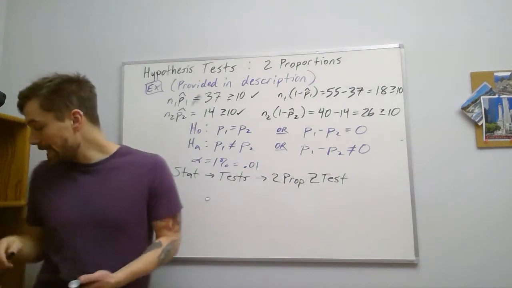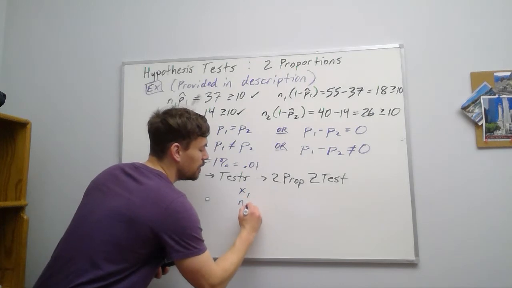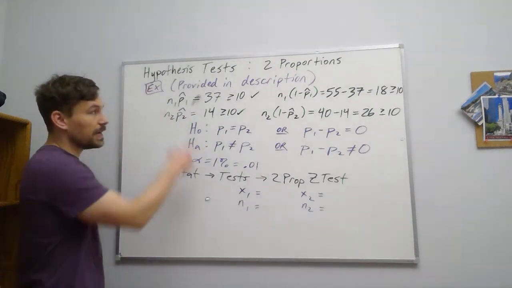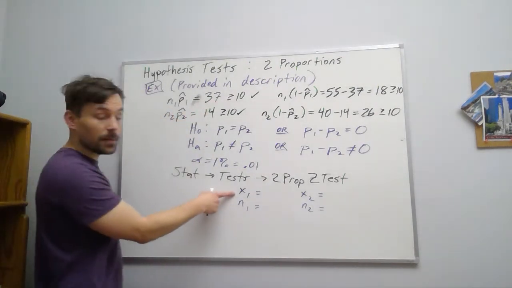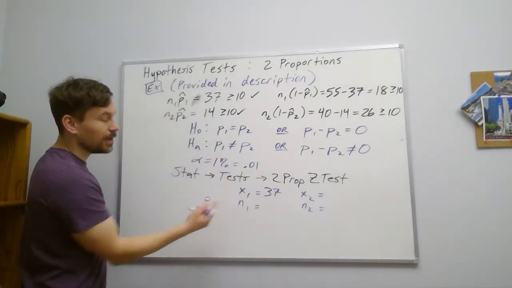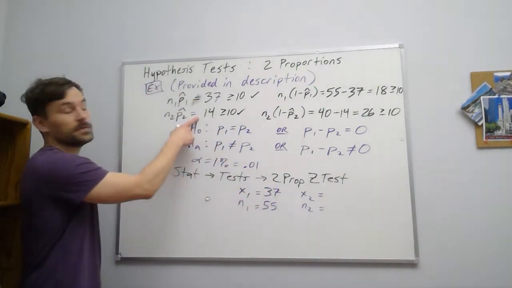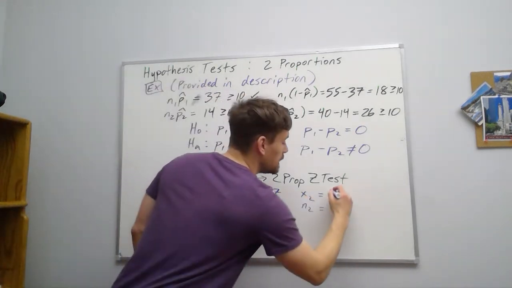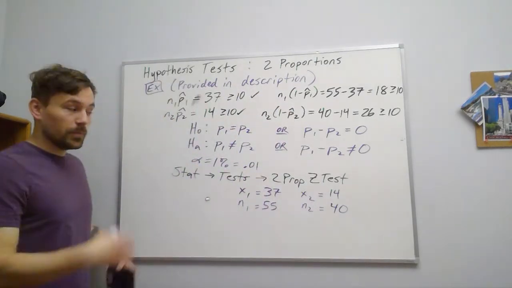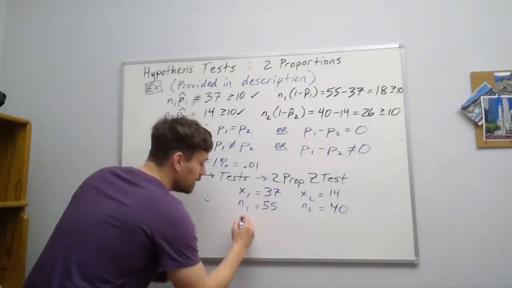So we proceed with that test, and it's going to ask some pretty basic stuff. What's x1 and n1? What's x2 and n2? The good news is we already did some of that up here. x1 is just the number of successes for sample 1, which was 37. n1 is the sample size, which was 55. x2, the number of successes for sample 2, was 14, out of how many? Our sample size was 40.